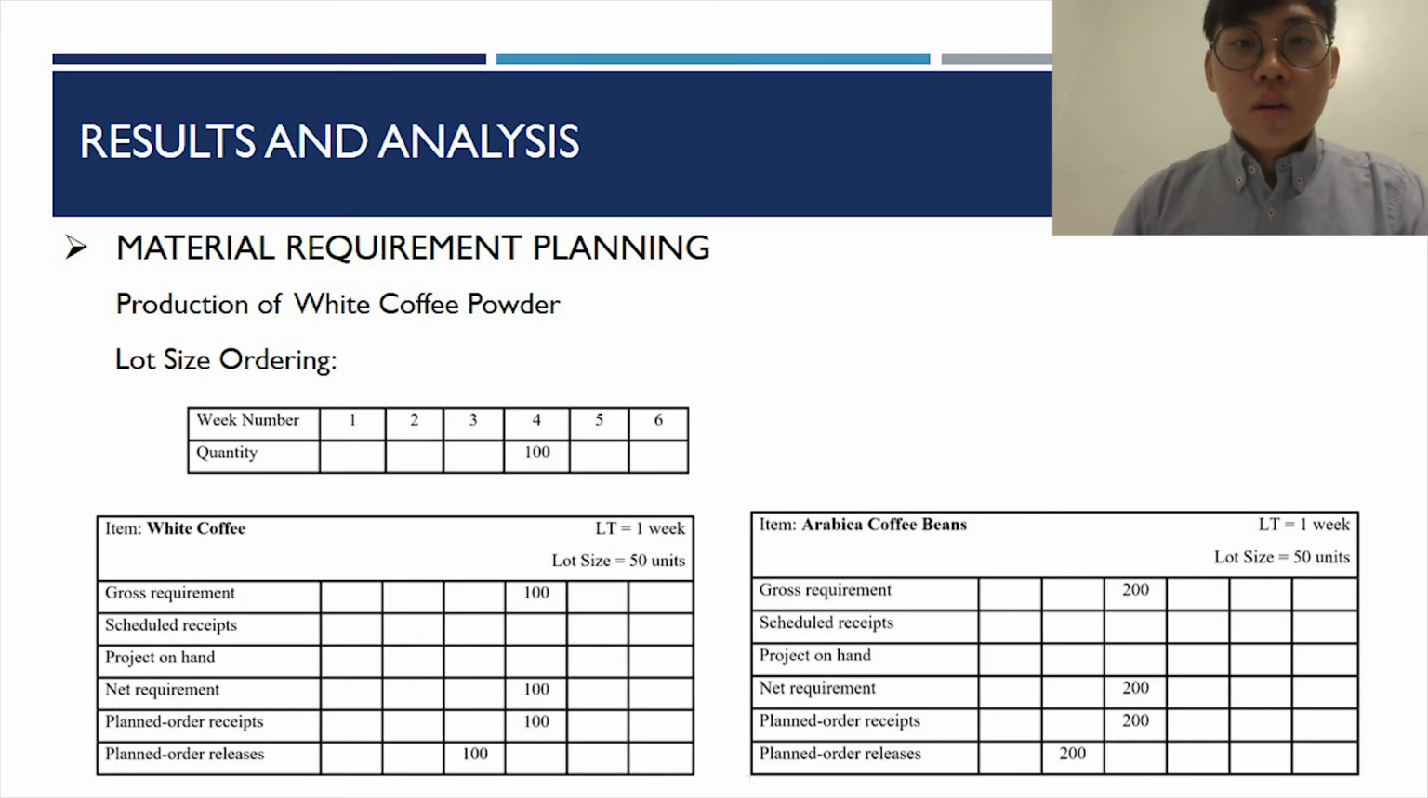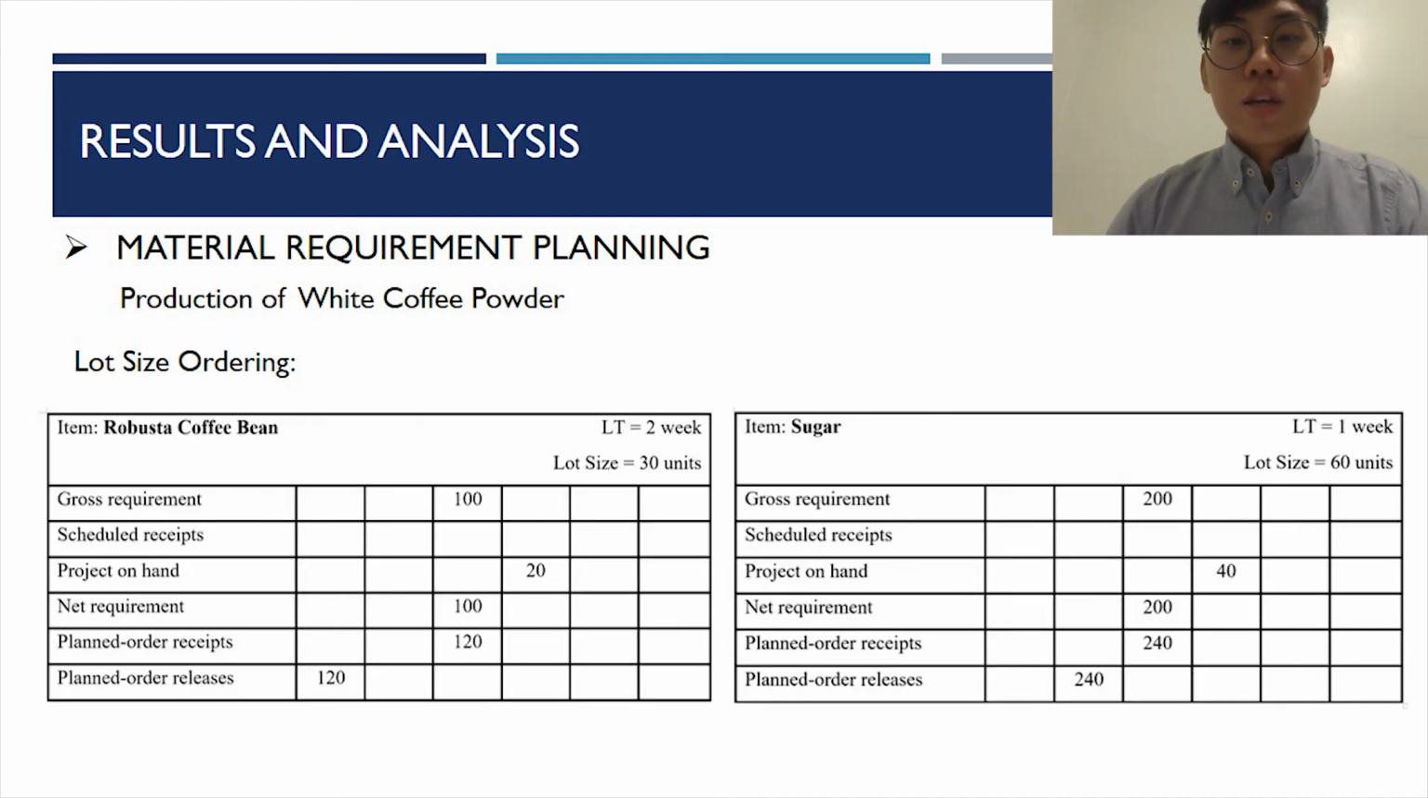Next will be the lot size ordering. In week 4, the quantity of 100 packs of ingredients is needed. With a lead time of 1 week, the third week is required to have the planned order release. For the Arabica coffee bean, we have a lead time of 1 week, so the planned order release will be 1 week before the third week, which is the second week.